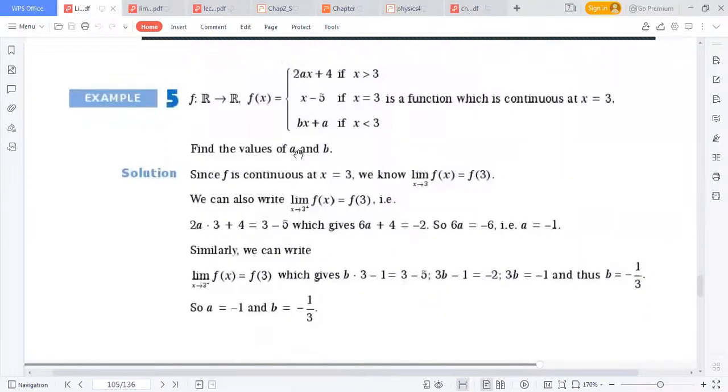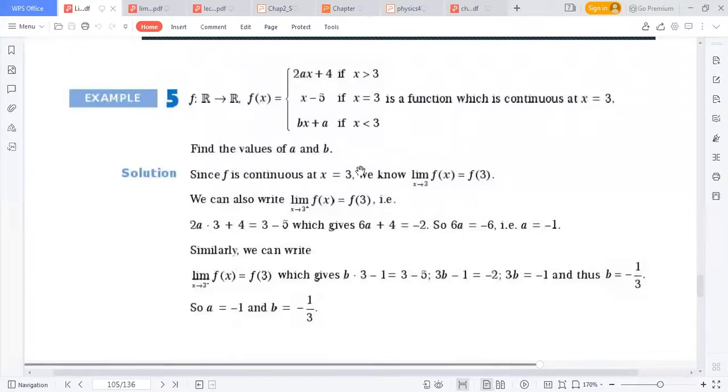And another one, this is very important for you. f of x equals 2ax plus 4, x minus 5 if x equals 3, and bx plus a if x is less than 2, is a function which is continuous at x equals 3. That means you are given a continuous function. Find the values of a and b.